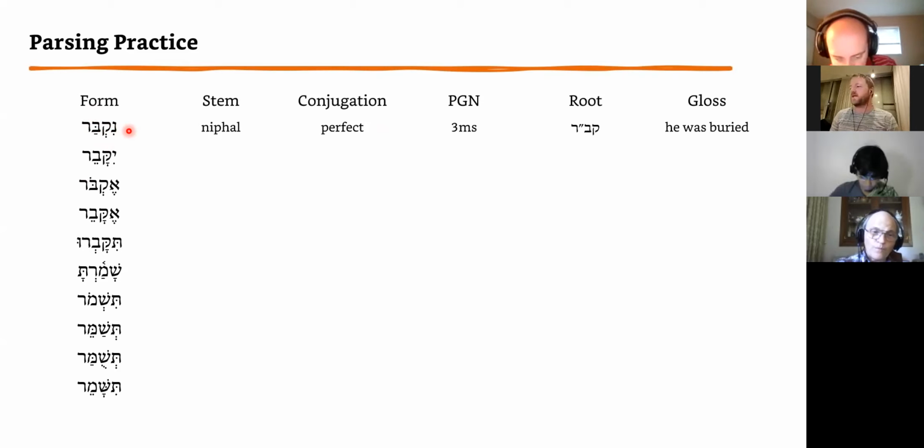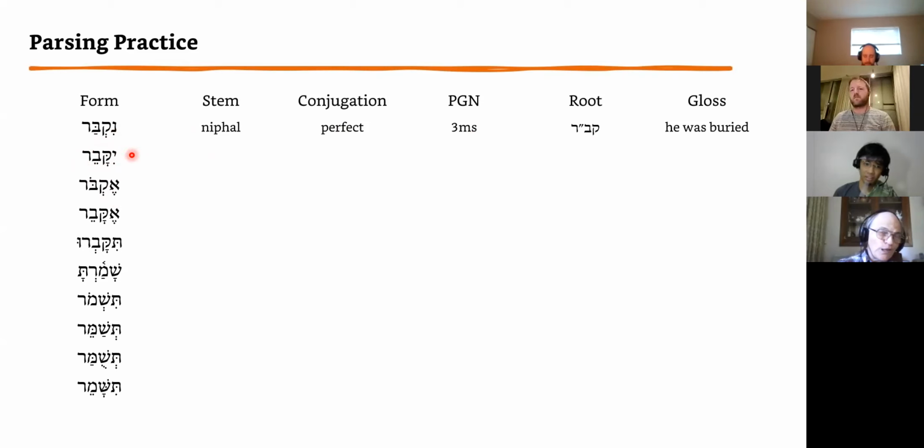When we're reading text in the Bible, we don't need always to stop and try to analyze everything that's going on. Generally, you need to read and understand it as well as you can. But sometimes you need to take the verb and pull it out and say, okay, that's kind of funny to me, and let's try to figure out what it is. If you ran across the word yikaver in the Bible, how would you analyze this? The stem, conjugation, PGN, root, and gloss. Who would like to take that one?